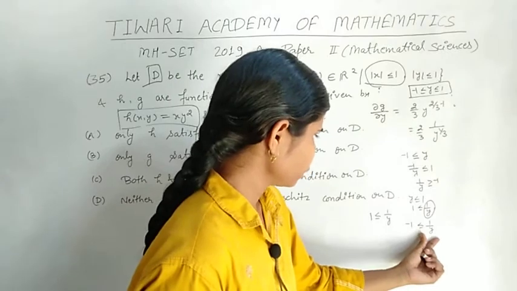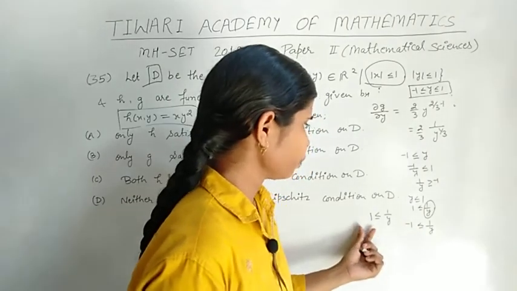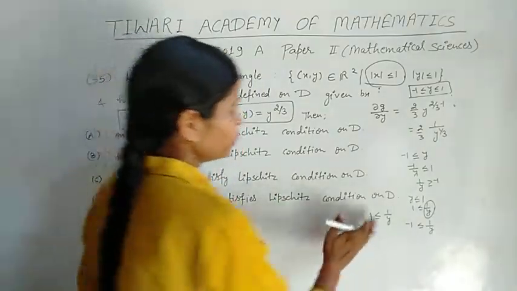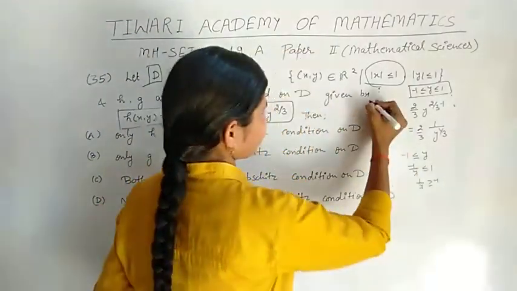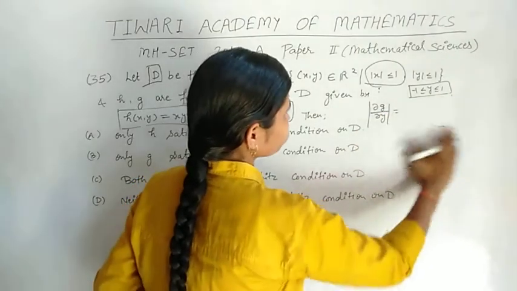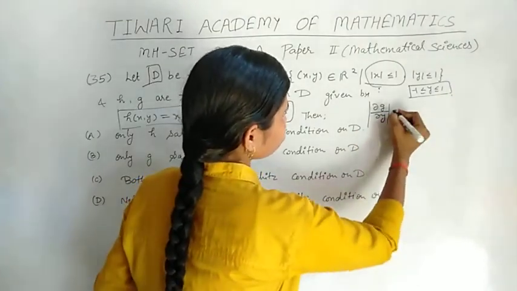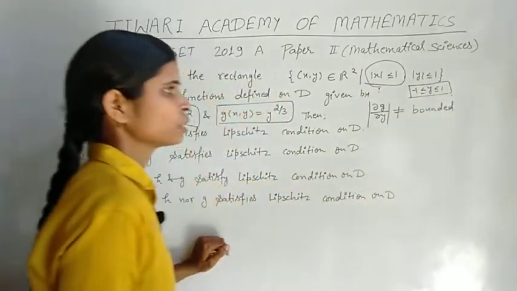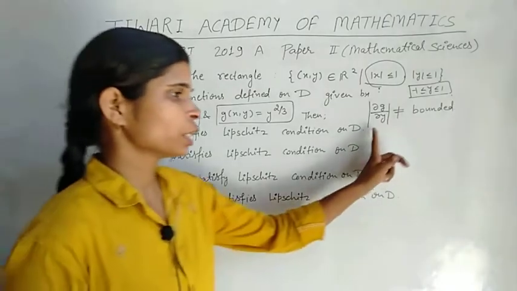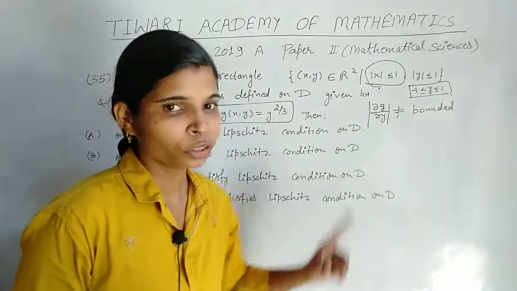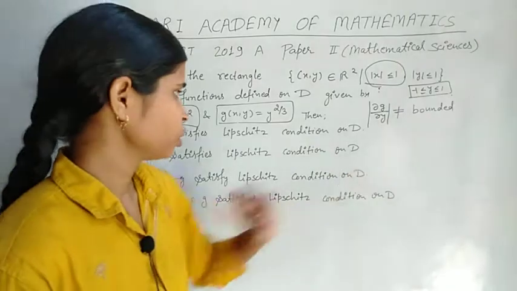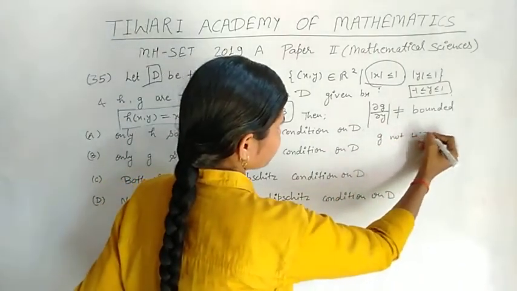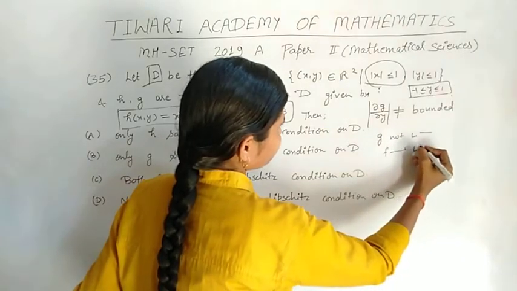That means its lower boundary is present but it is not bounded above, so it is not bounded. Means |∂g/∂y| is not bounded, so the function g does not satisfy the Lipschitz condition on the rectangle G. Sorry, D. G does not satisfy the Lipschitz condition, F satisfies the Lipschitz condition.